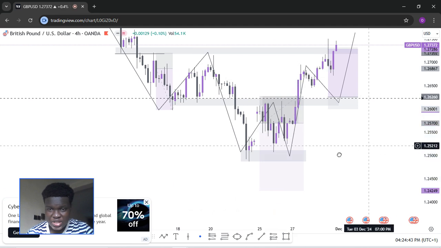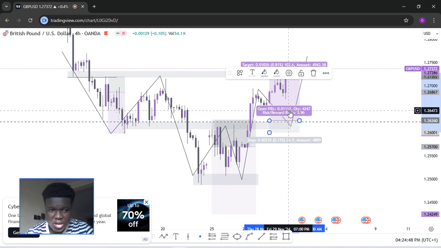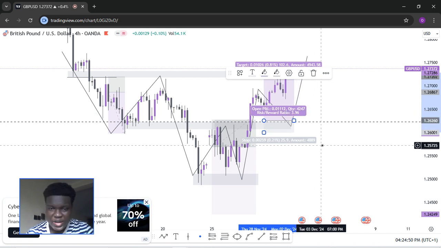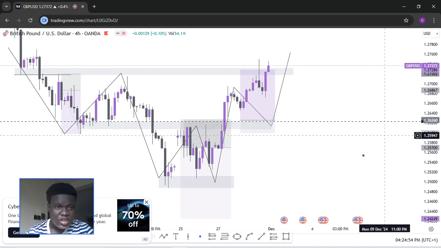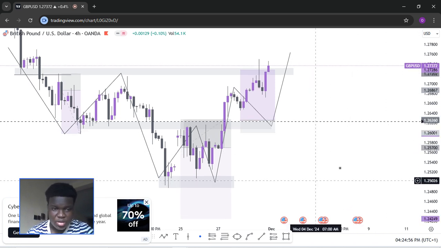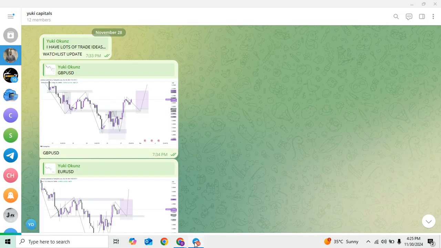As you can see now, price has hit my take profit zone without letting me into the trade, which is fine. I'm trying to follow certain rules here in order to get consistent. So that was the first trade idea for the week on GBP USD. Let's go on to the next one.